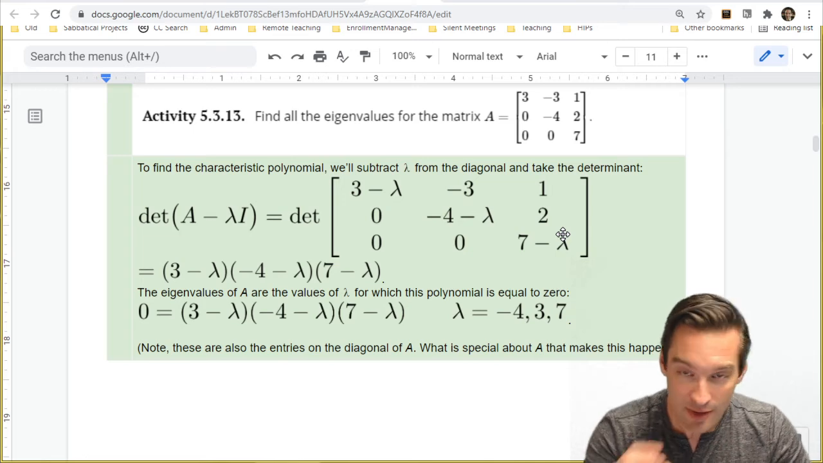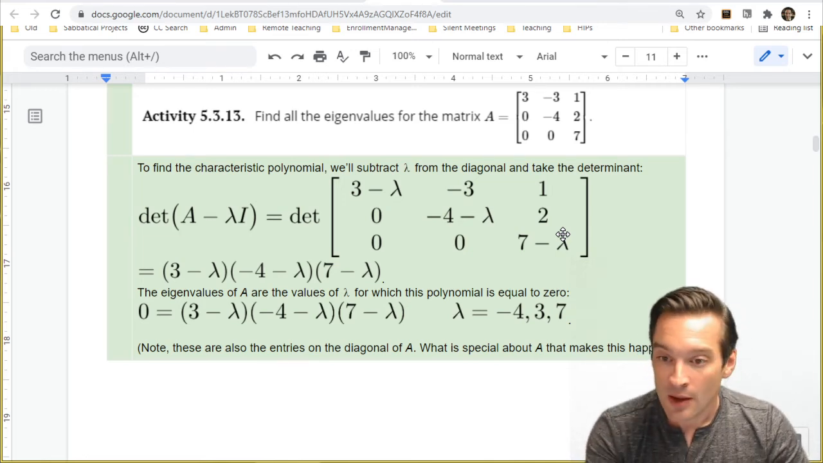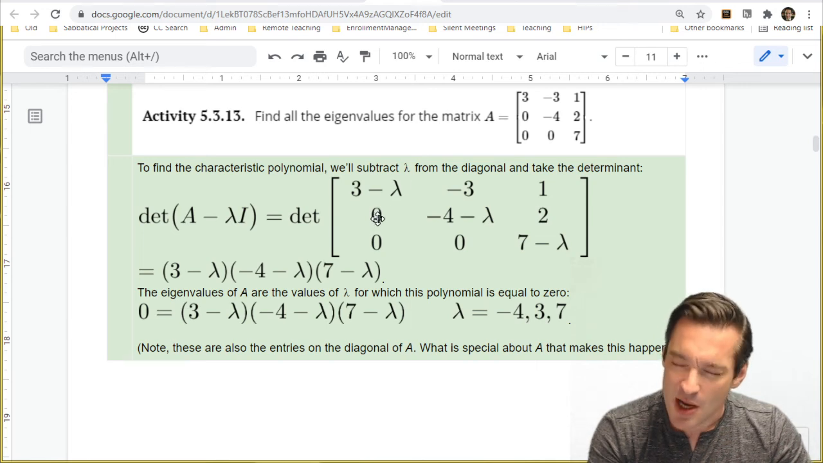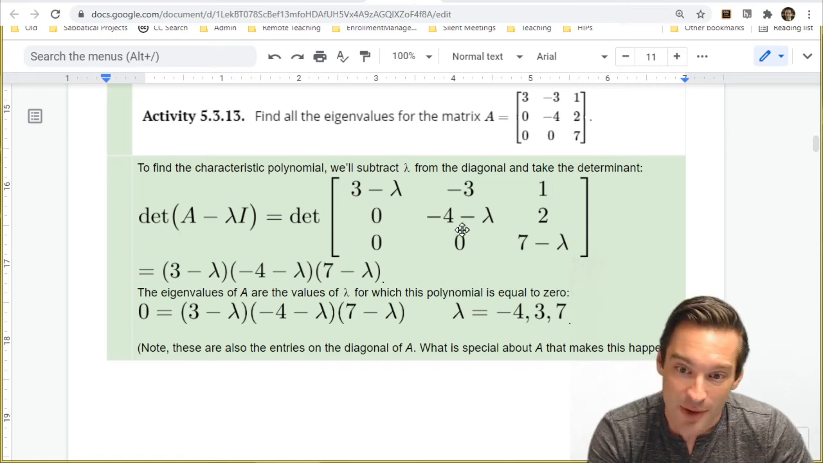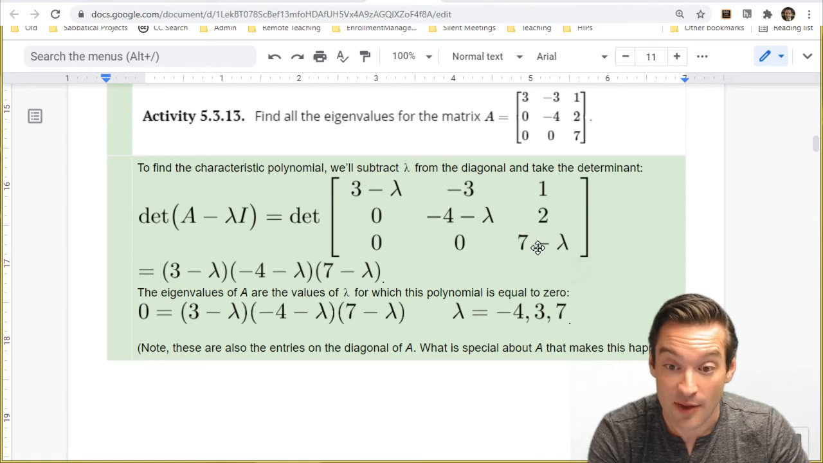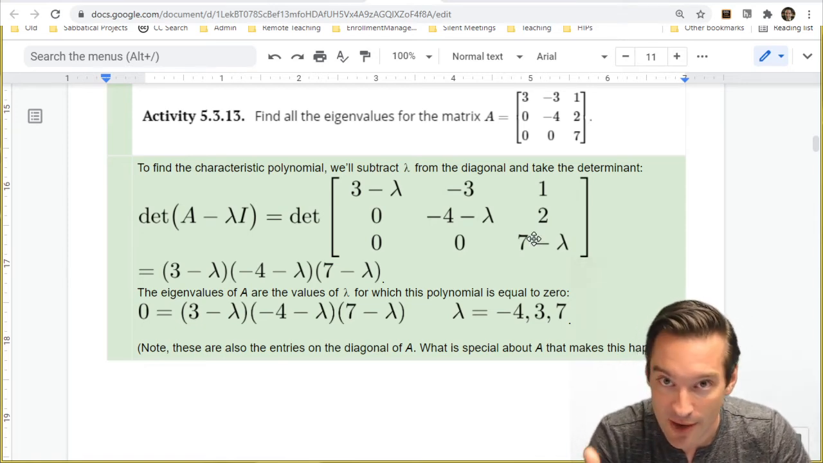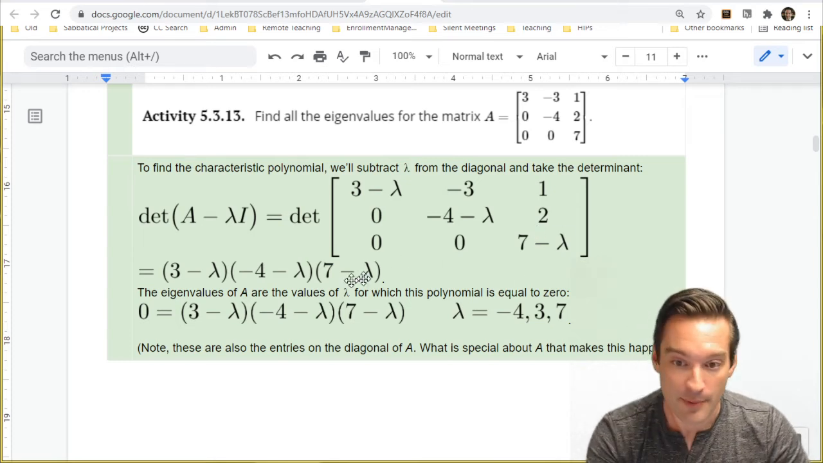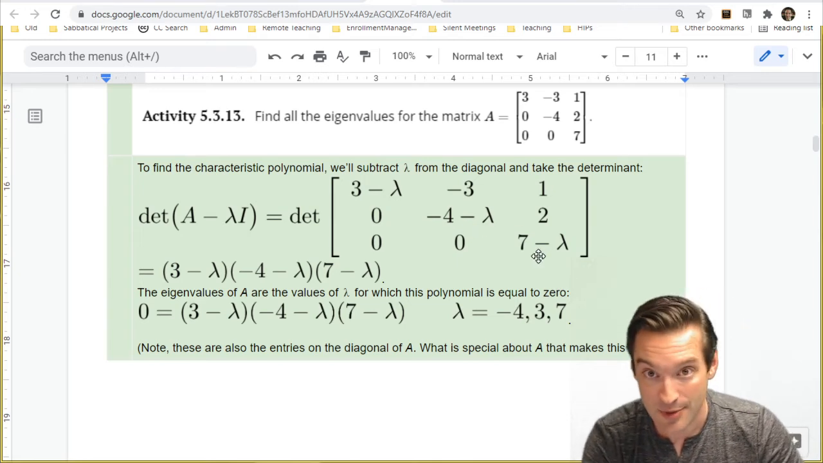So this is the shortcut that Debano was mentioning a few minutes ago. This is an example of a matrix which is upper triangular. All of the numbers below the diagonal entries are all 0s. And so it turns out that the determinant of this matrix is nothing more than the product of the entries that are on the diagonal. So that's a little shortcut for this, but again, I favor the shrink ray as a way to do it in general. But anyway, we take the determinant of this matrix and we get the polynomial 3 minus lambda times negative 4 minus lambda times 7 minus lambda.